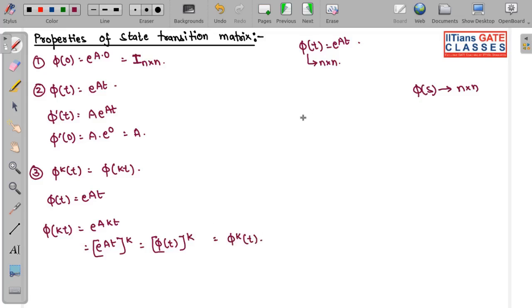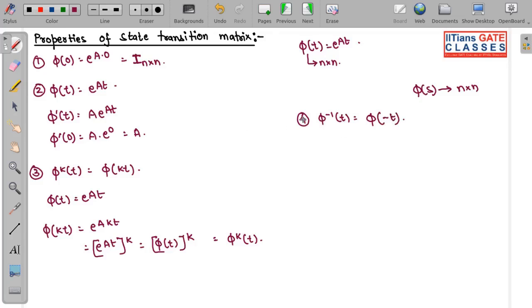There is one more property that might be useful, which is derived from here only. If the value of k is -1, then phi inverse of t is equal to phi of minus t. This is derived from the third property only. The fourth property is also derived.